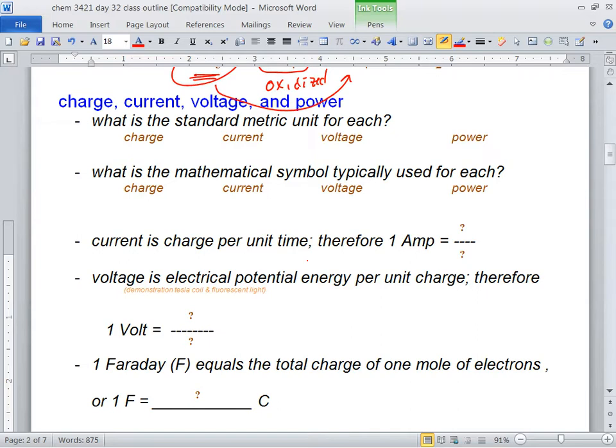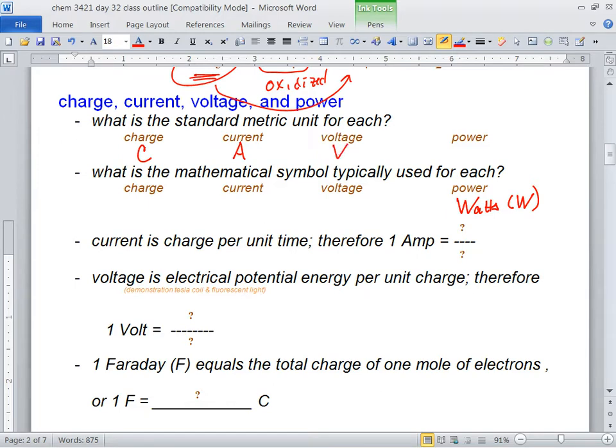Okay, how about charge? What's a standard metric unit for charge? It's a coulomb, and it's abbreviated big C. How about current? Amp, big A. Voltage? Monica? That's this one. Big W. Voltage is volts, big V.